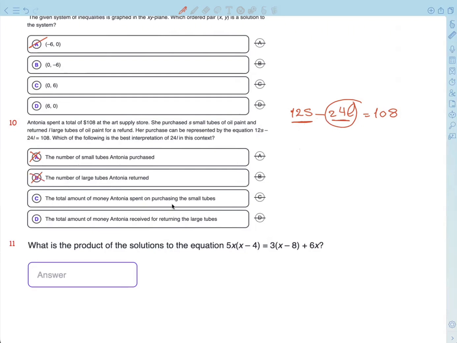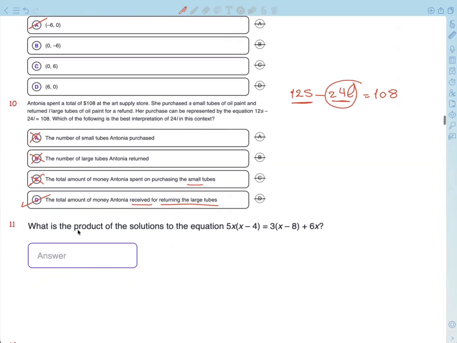The total amount of money she spent on small, no, it's not the source. So it's D, the total amount of money received for returning the large tubes. So 24L represents the total amount of money, but 24 represents the number of the large tubes. It means that the answer is D. Let's move to the next question.